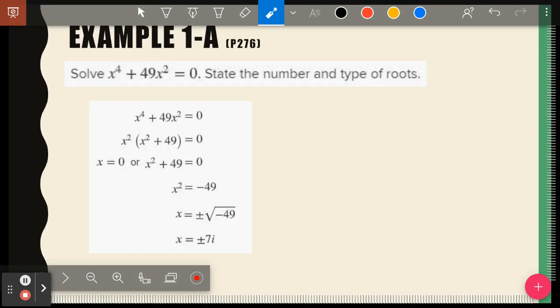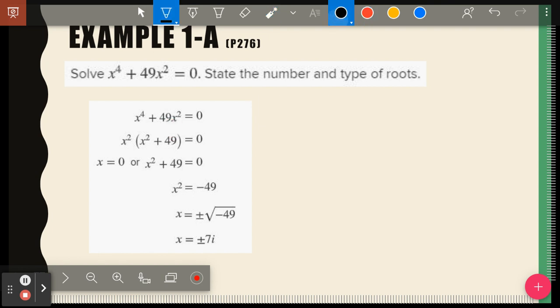The first thing we're going to talk about here, I'm going to show you this first example. I left the work up here for you from the book, and then I'll walk you through the next one. When I go to solve this, the first thing I always do is ask, is there a greatest common factor? Is there something I can factor out? Yep, x squared goes into both things. Pull the x squared out front. X squared times x squared makes x to the fourth. X squared times 49 makes 49x squared.